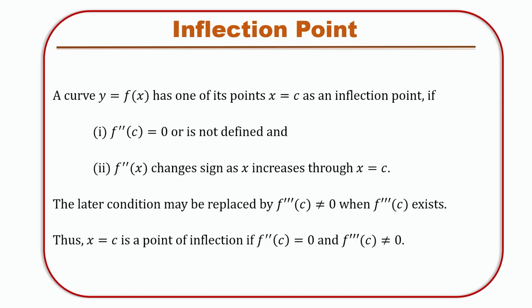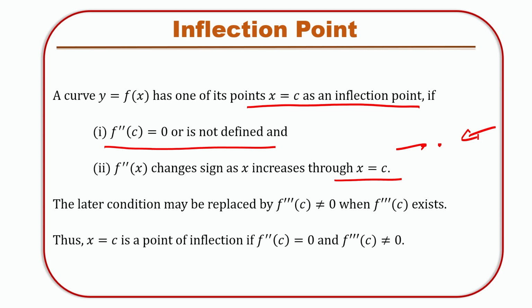A curve f(x) has the point x equal to c as an inflection point if the double derivative of the function at that point c is 0, or at that point the double derivative is not defined. So the first condition is this, and the second condition is that f''(x) changes sign as x increases through x equal to c. I mean that at that point, if the double derivative changes its sign, then it is the inflection point.